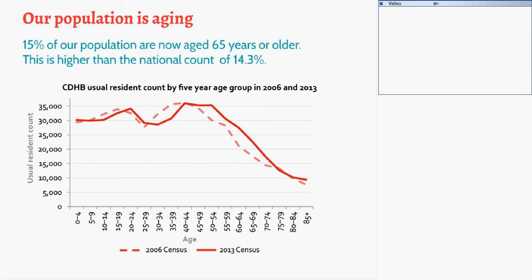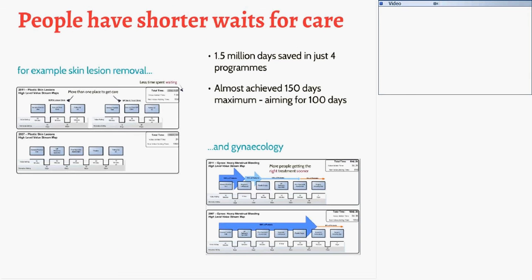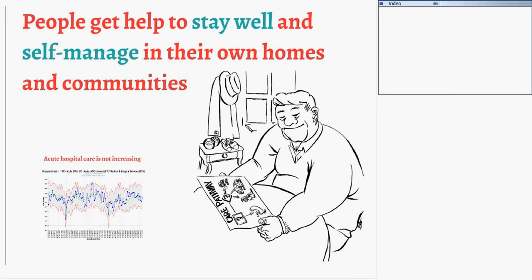Our population is ageing. In Canterbury, we have the oldest population in New Zealand, and those 65 years and older, we're slightly ahead of the New Zealand average, but in terms of physical numbers, we have the largest elders population in New Zealand. So in just 4 programs that we have focused on, we have made 1.5 million days of saving of people waiting for access to care and treatment.